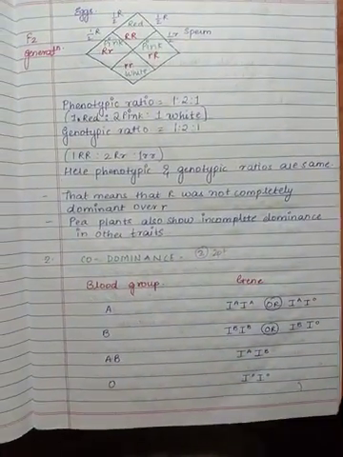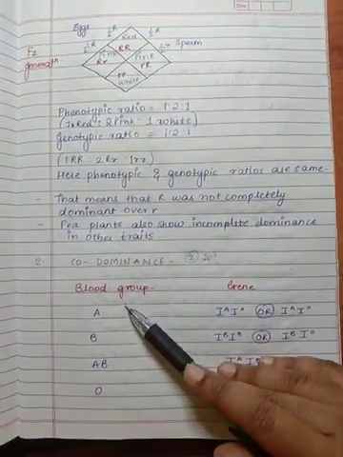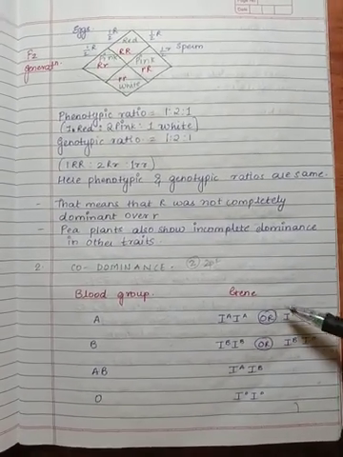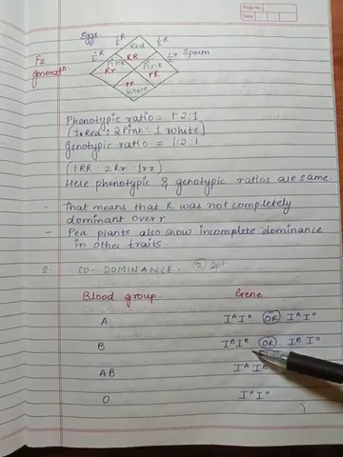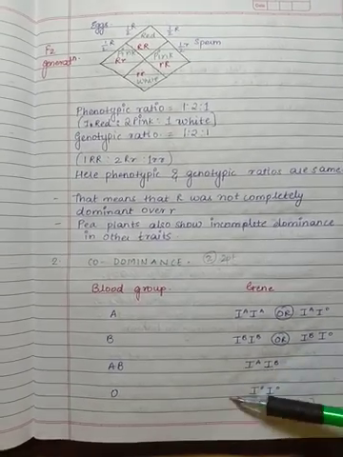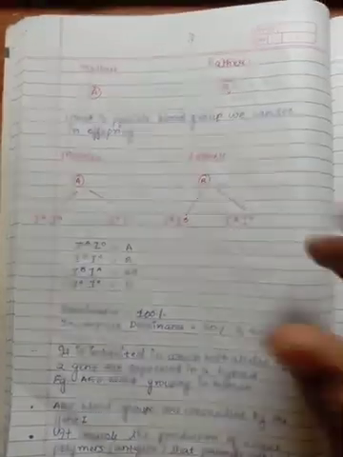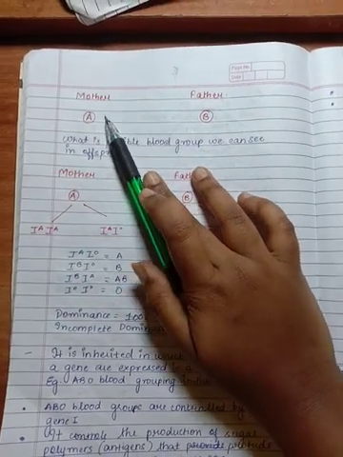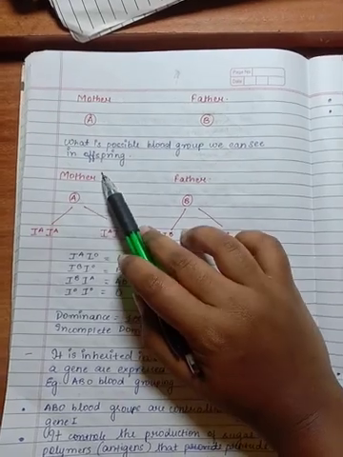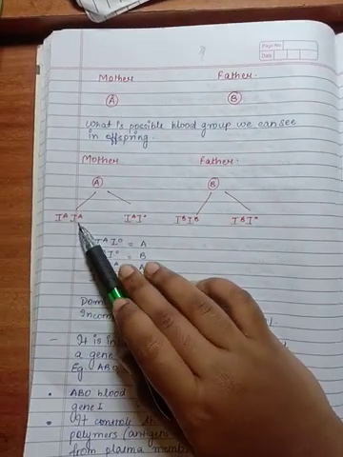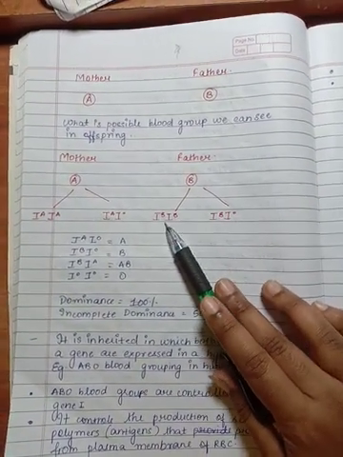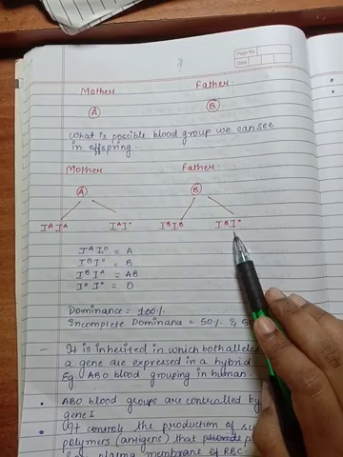Next we go to codominance, that is, let us see the blood group. The A blood group has the genotype IA IA or IA I0. B is IB IB or IB I0. AB is IA IB. O is I0 I0. Now let us take an example. If the mother has A blood group and the father has B blood group, what are the possible blood groups that we can see in the offspring? Mother is IA IA or IA I0, father is IB IB or IB I0.